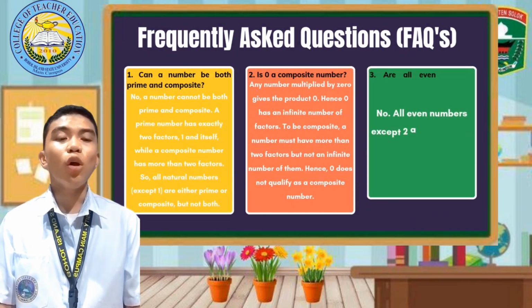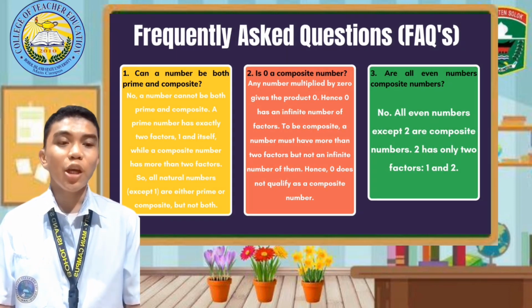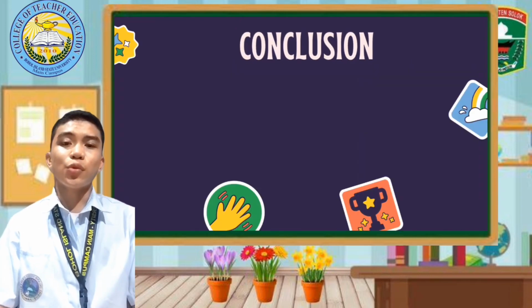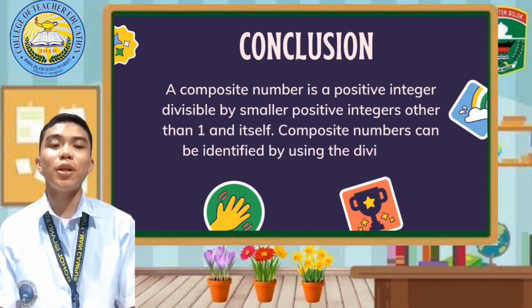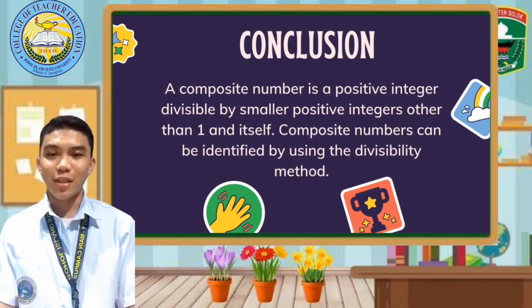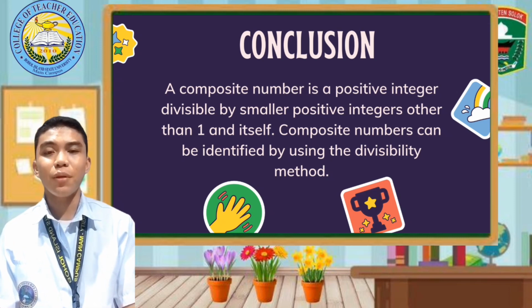Third, are all even numbers composite numbers? Answer: no. All even numbers except 2 are composite numbers. 2 has only two factors, which are 1 and 2. Conclusion: to conclude, a composite number is a positive integer divisible by smaller positive integers other than the number 1 and itself. Composite numbers can be identified by using the divisibility test or the divisibility method.